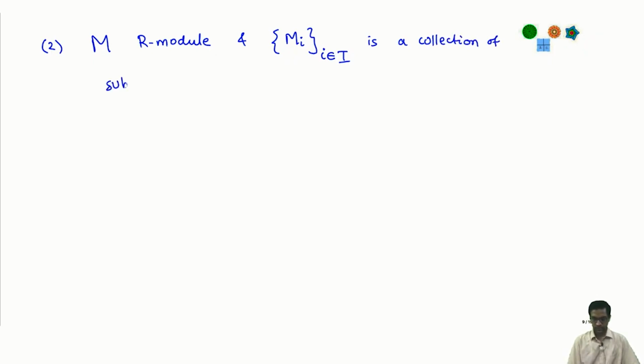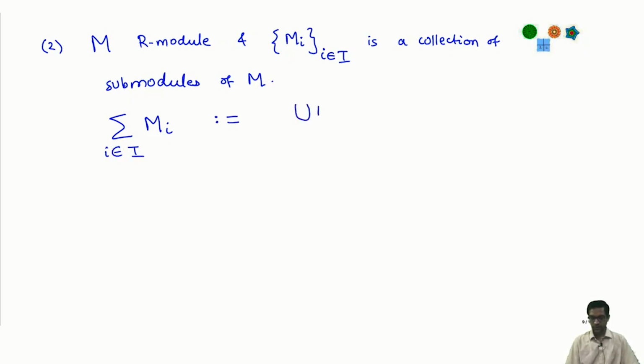It's a collection of submodules of M. Then we can form what's called their sum. So this is another submodule. It's called the sum of M_i, i belongs to I.